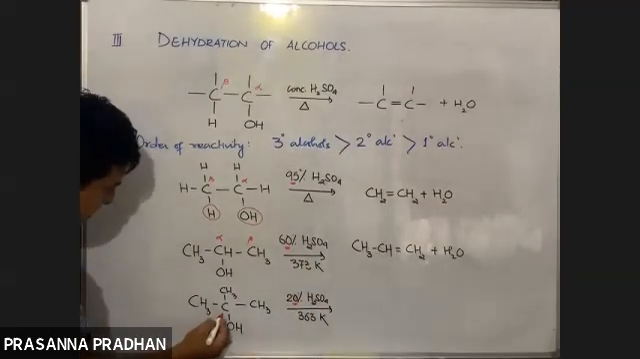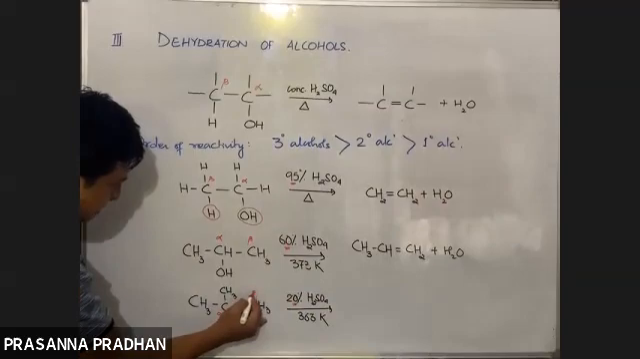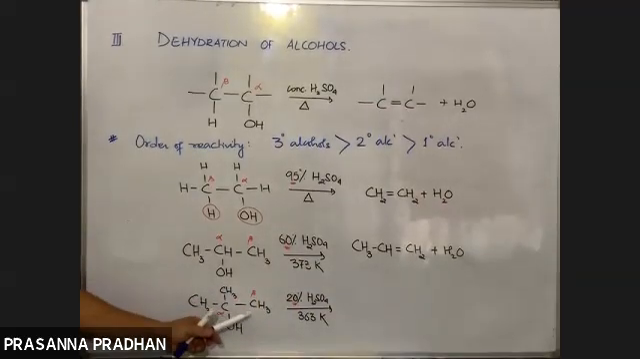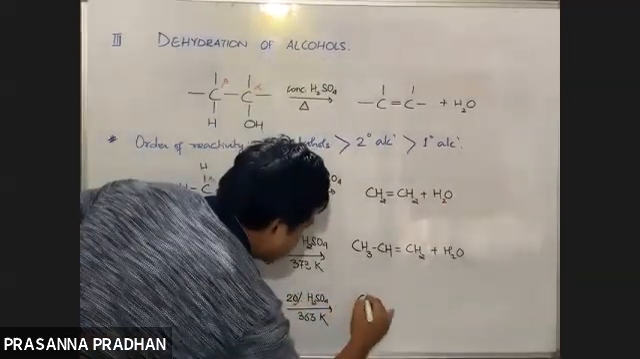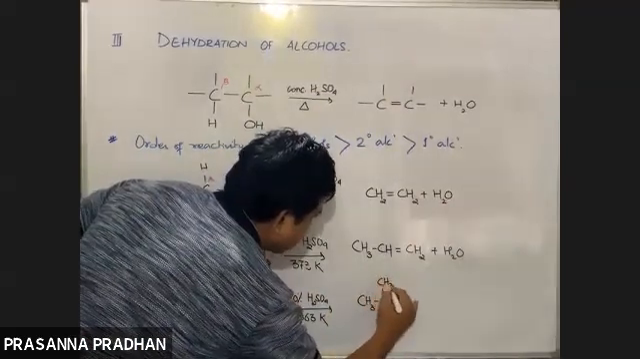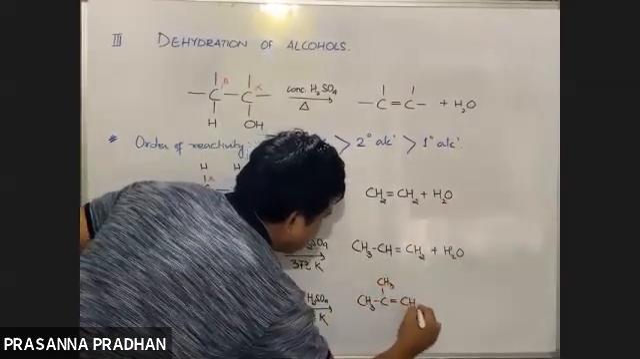From the alpha carbon, OH will be lost. From the beta carbon, H will be lost. From the alpha OH and the beta H, what will come in between there? A double bond will come. So what is formed out here is CH3, C, CH3, double bond, CH2.